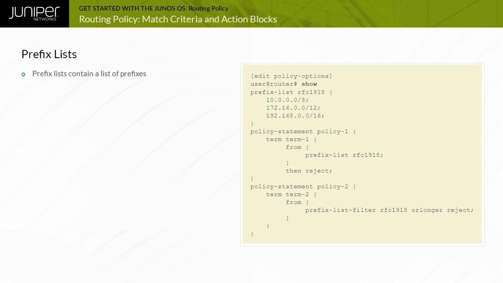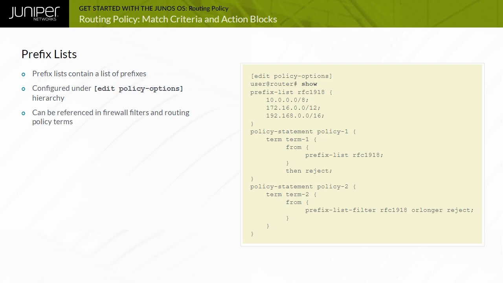Prefix lists are named lists of prefixes configured under the edit policy-options hierarchy. One of the advantages of prefix lists is that you can use them in multiple places. You can reference prefix lists in multiple terms in a single policy or different policies. Besides, you can use prefix lists both for routing policies and firewall filters, but not stateful firewall rules. This reusability makes prefix lists attractive in some circumstances.